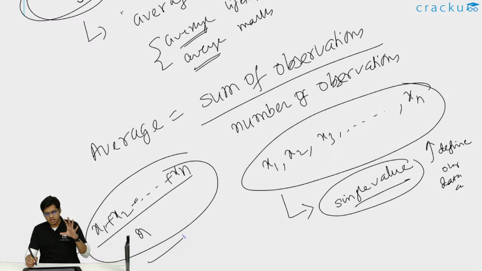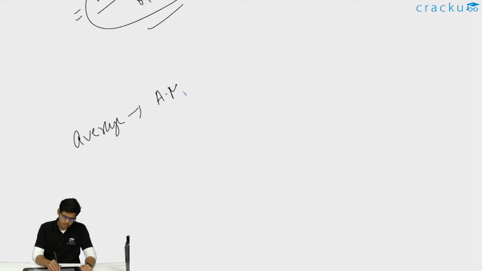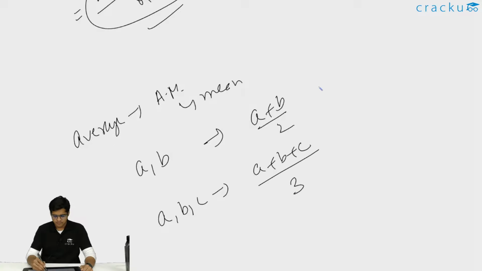Now in CAT, OMETs, in MBA entrance, average they also tell as arithmetic mean, or simply mean. So if there are two numbers a and b, what will be the average? Average will be a plus b by 2. If there are three numbers a, b, c, what will be the average? Sum a plus b plus c divided by number of observations, 3, right?